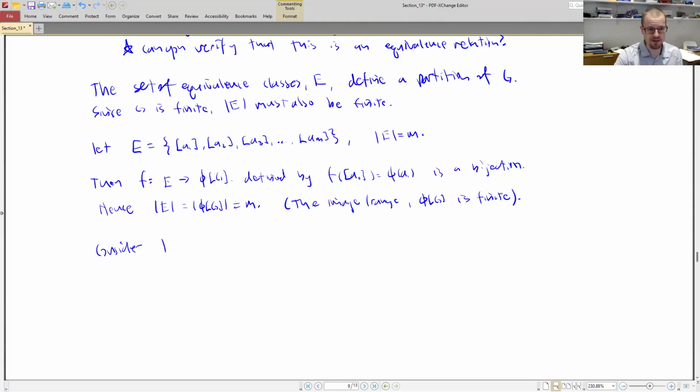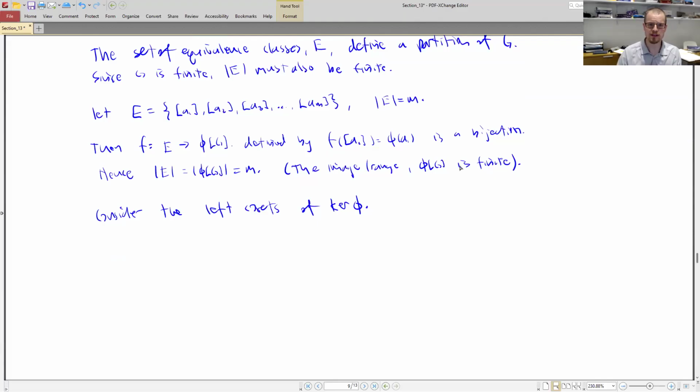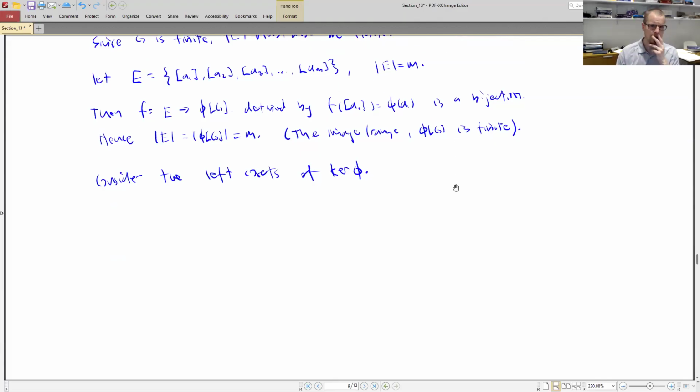Now, let's consider the left cosets of the kernel of phi. I've said in words that one of these is the kernel, but I've not written down that one of these is the kernel, because that's going to be a little bit difficult to observe easily. But I think writing it down wouldn't be that bad, so maybe we could have put that in here somewhere. AI is the kernel of phi for one of the AIs. I don't know which one. All right, so let's consider the left cosets of the kernel of phi.